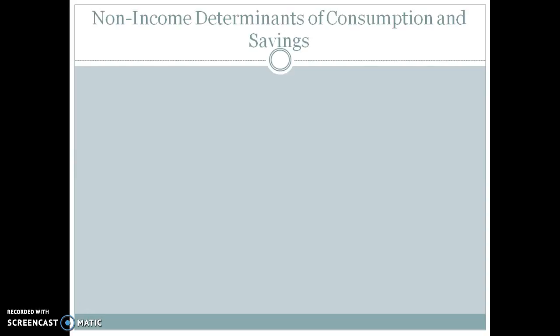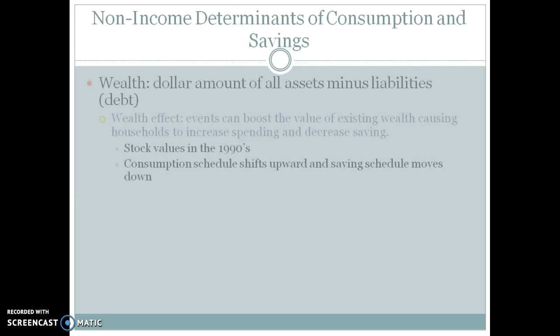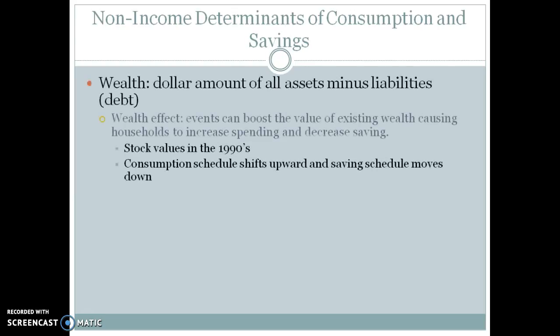Some non-income determinants of consumption and savings. Obviously we know if there's more money available, that's probably going to change how much we're consuming and saving in the economy, but there are some other non-income related things that can cause consumption and savings to change. Some of those things include wealth. We always look at income as being a great indicator of wealth, but we have to understand that there's more to it than just that.